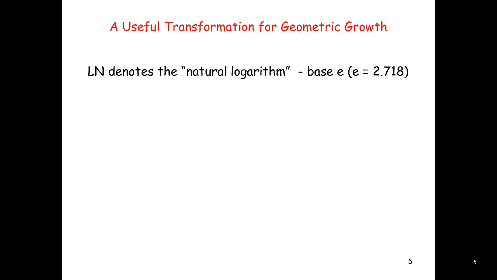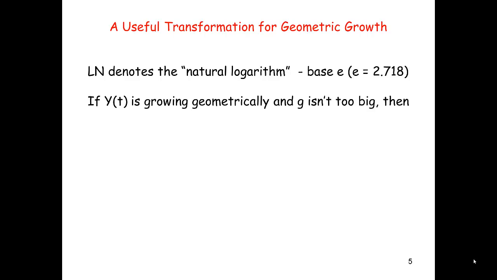So here's a useful transformation for geometric growth. Ln denotes the natural logarithm, and if you think back to your math classes, that means the logarithm where you use base e, and e is that very special number that's equal to 2.718 plus lots of other digits. If y of t is growing geometrically and g isn't too big, then we have the following relationship. The log of y of t is approximately equal to the log of b plus g times t, where g is the growth rate.